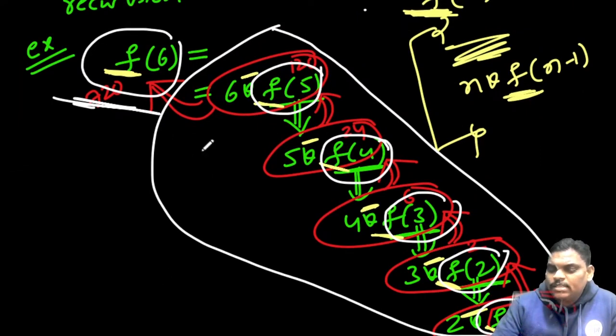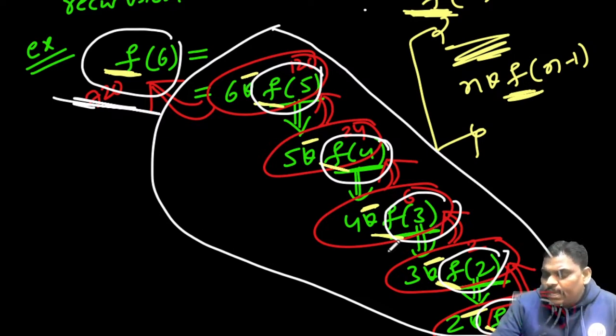Then explain this example. Factorial of 6 I want to calculate, but unfortunately I don't know it. So I write factorial of 6 as 6 times factorial of 5. That means factorial of 6 is being solved using factorial of 5. How do you solve factorial of 5? I will solve it using factorial of 4, and so on.